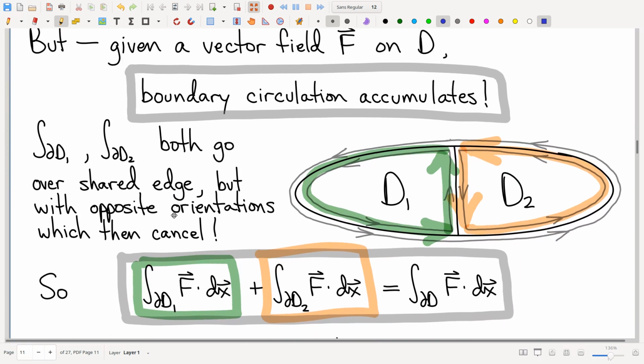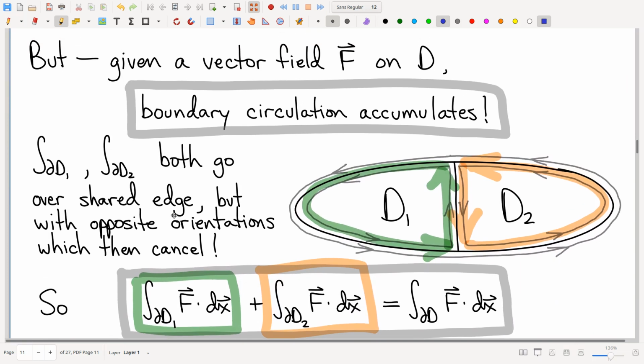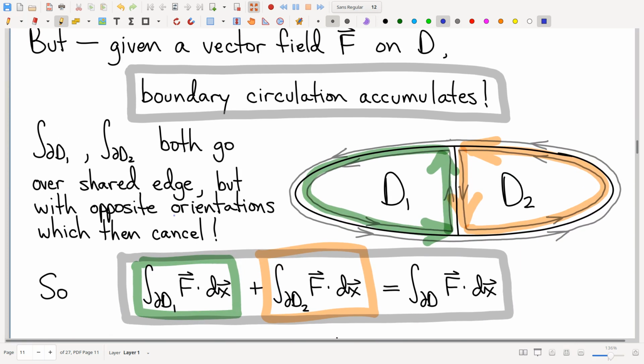Okay, so I'm making this outrageous claim that for any vector field, boundary circulation accumulates. In green here, I have the boundary circulation of D1. In the orange here, I have the boundary circulation on D2. And now let's look at the whole, keeping in mind that the whole is the whole shebang here.